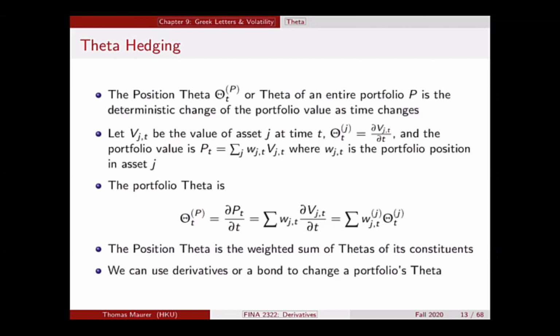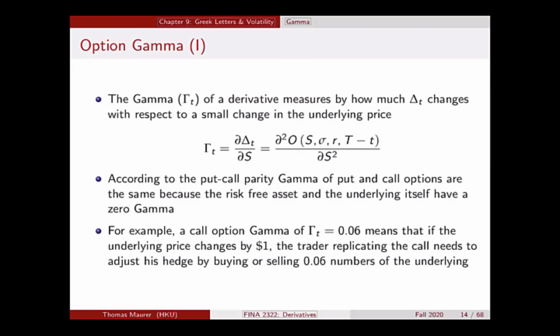So again, if you would like to have a portfolio which doesn't change in value as you move through time and nothing else changes, then we can combine the positions in our portfolio with some derivatives such that the overall theta of the portfolio will be zero, and then we don't gain or lose money anymore as we move through time.